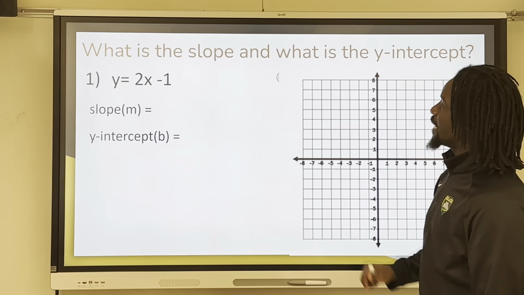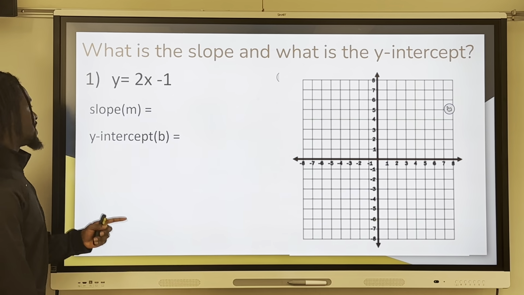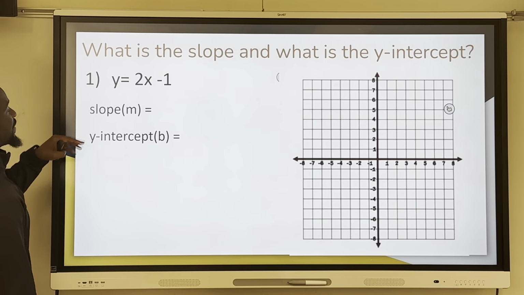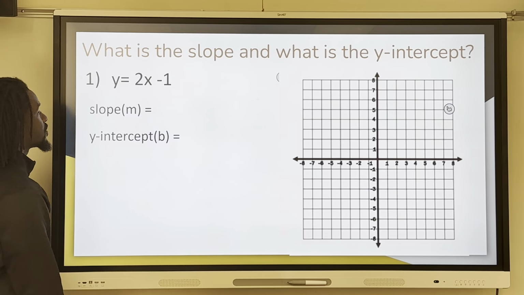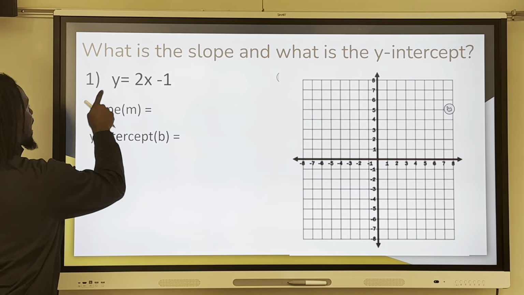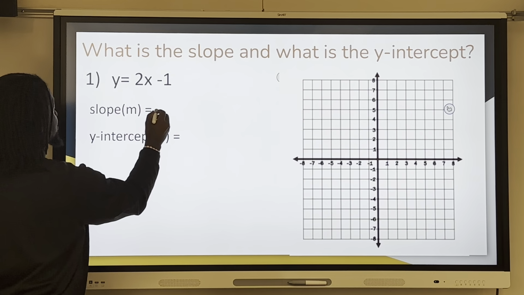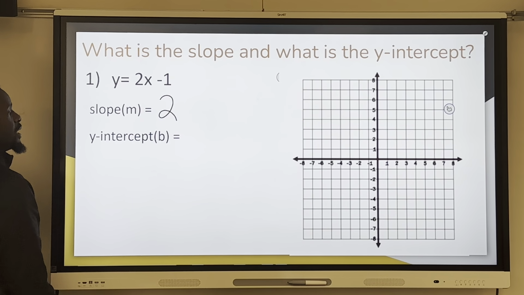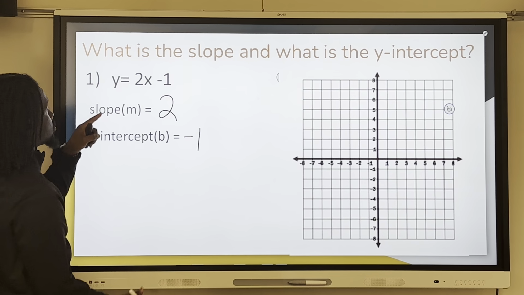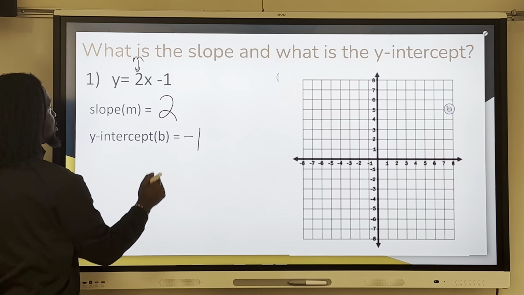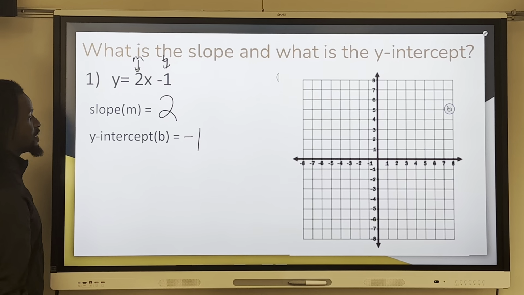All right, so we have y equals 2x minus 1. Okay, in this I want you to identify what is the slope and then what is the y-intercept, because that is going to help me when I have to graph it. Okay, so again, y equals mx plus b. All right, so the slope in this one is 2. Okay, and then the y-intercept is -1. The slope is 2 because this is the m, which is the slope. The b, this is the b, and that is the y-intercept.